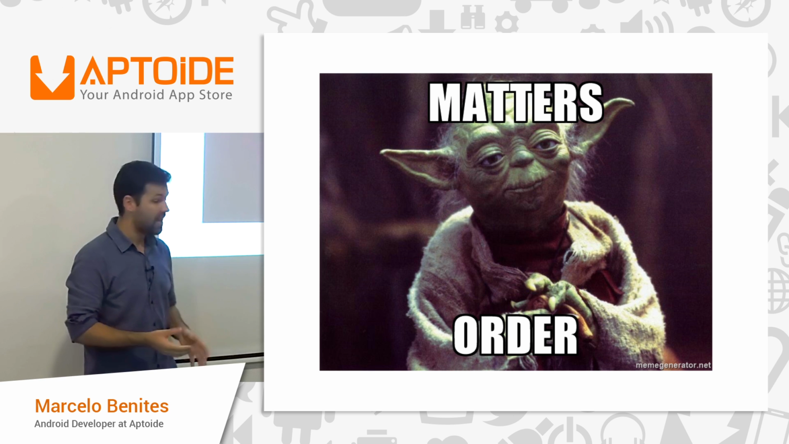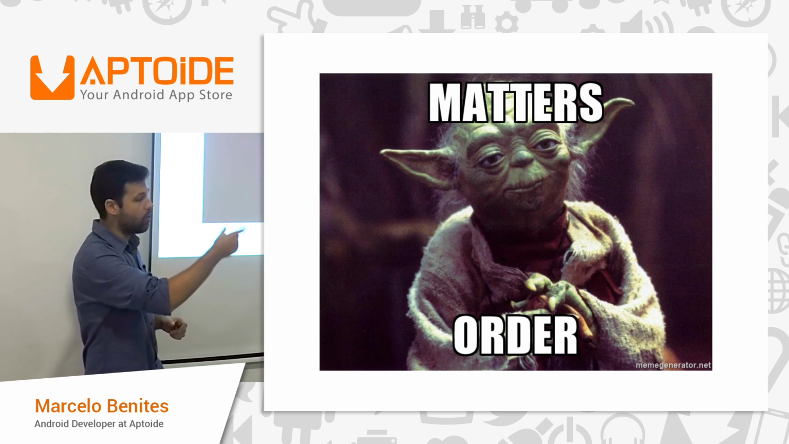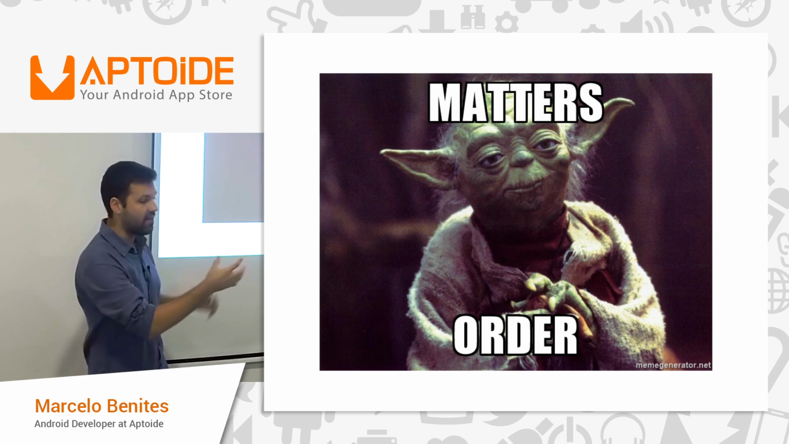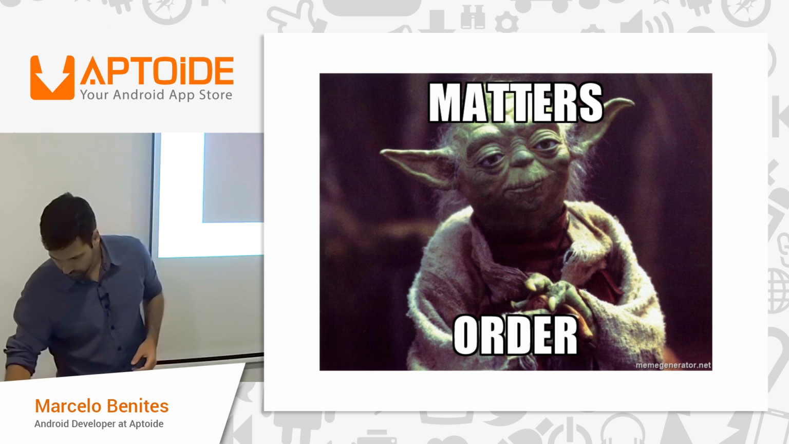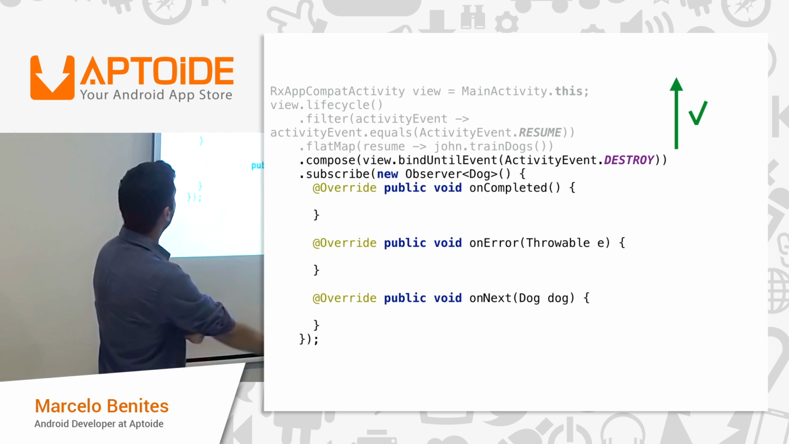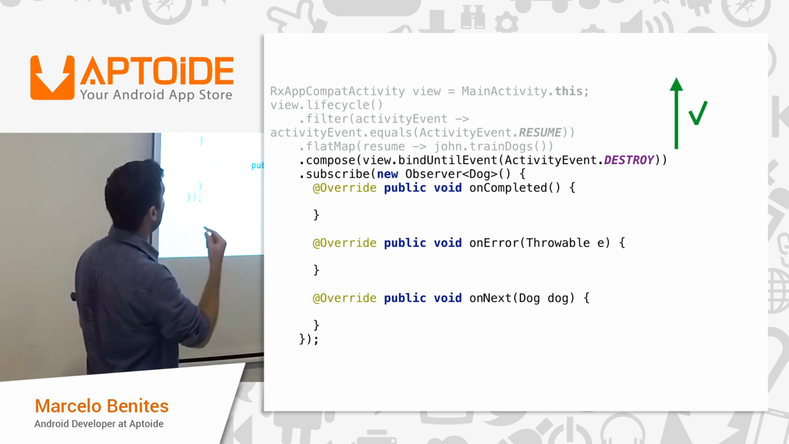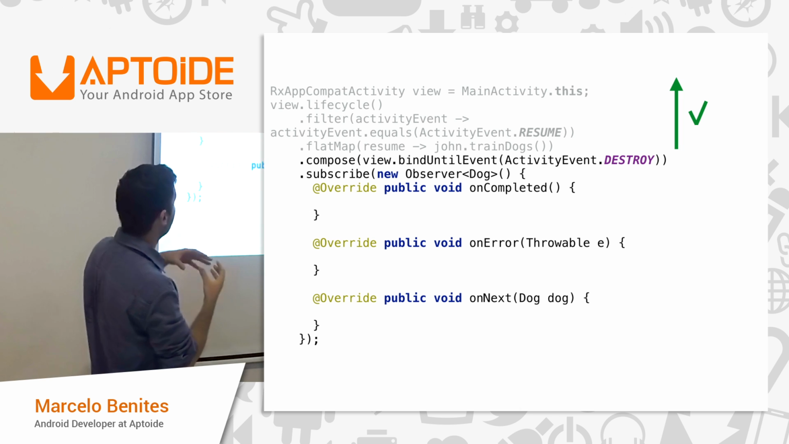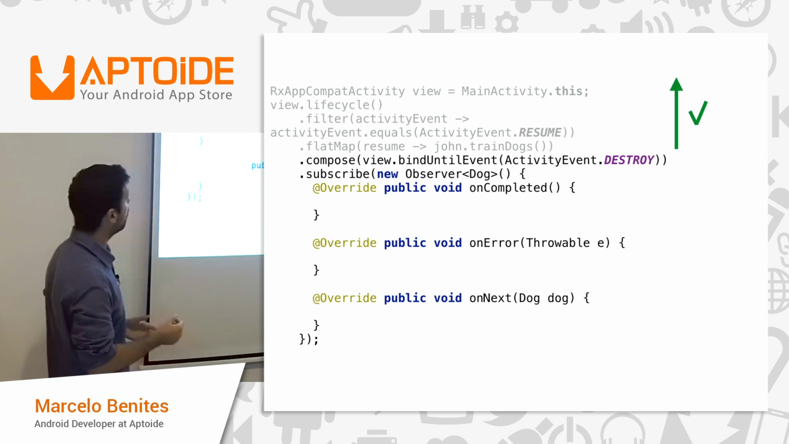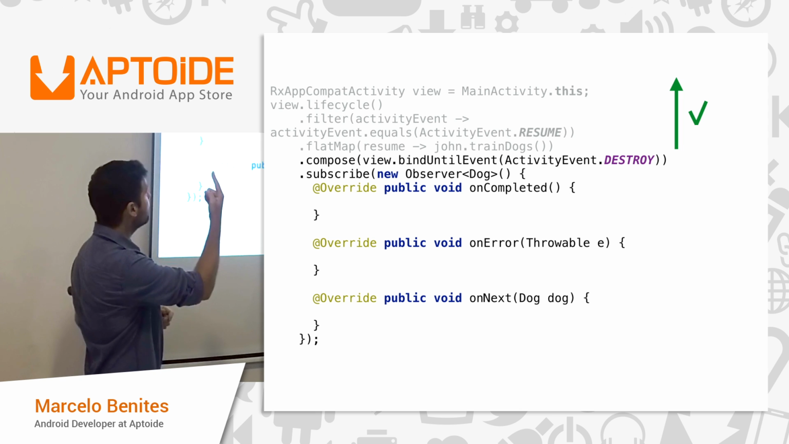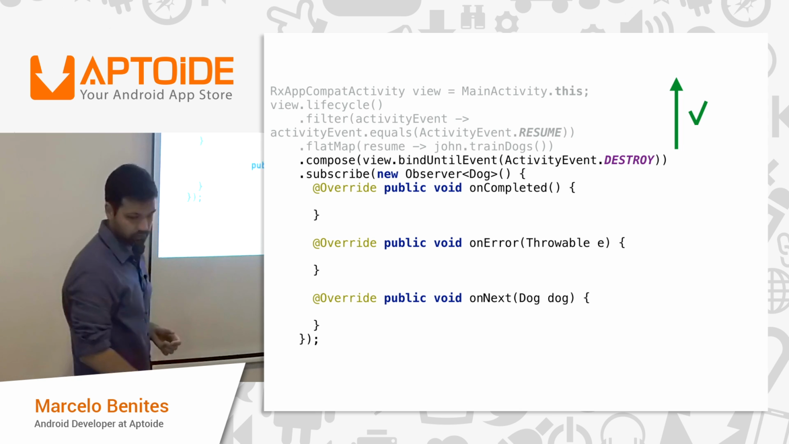Order is important. Every time we call a new operator, a new observable is created. It wraps the old one, so we have a new object. So when I call compose, it will affect all the previous observables because I'm calling it on the last one that wraps all the other ones. So when it's time to unsubscribe, all of them upstream are going to be unsubscribed.